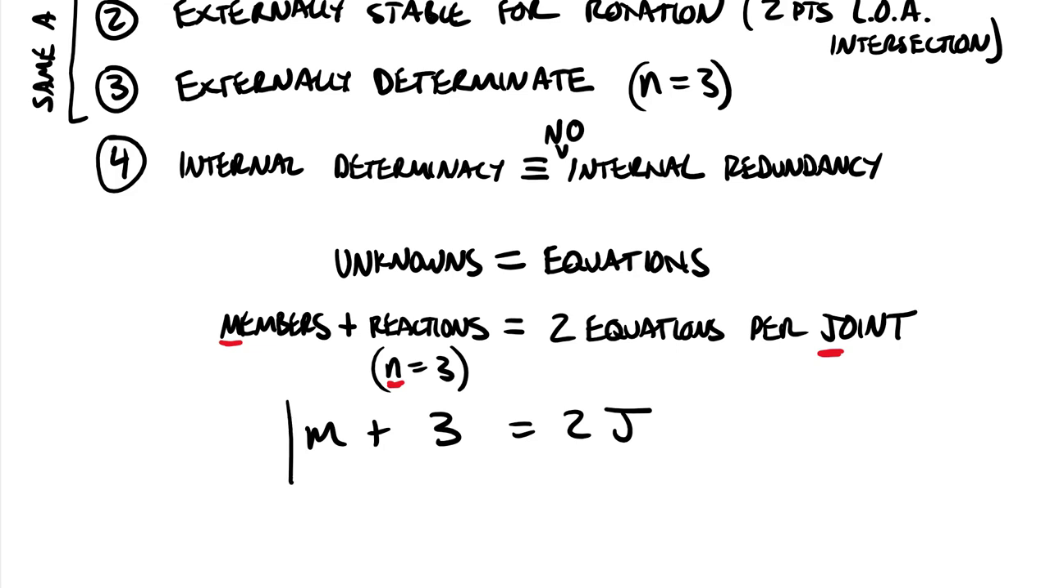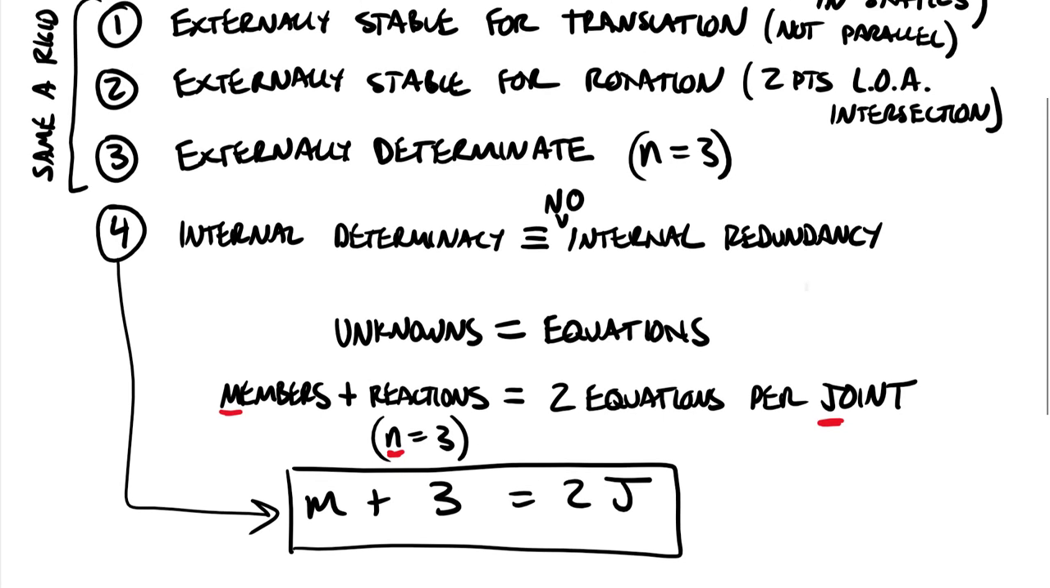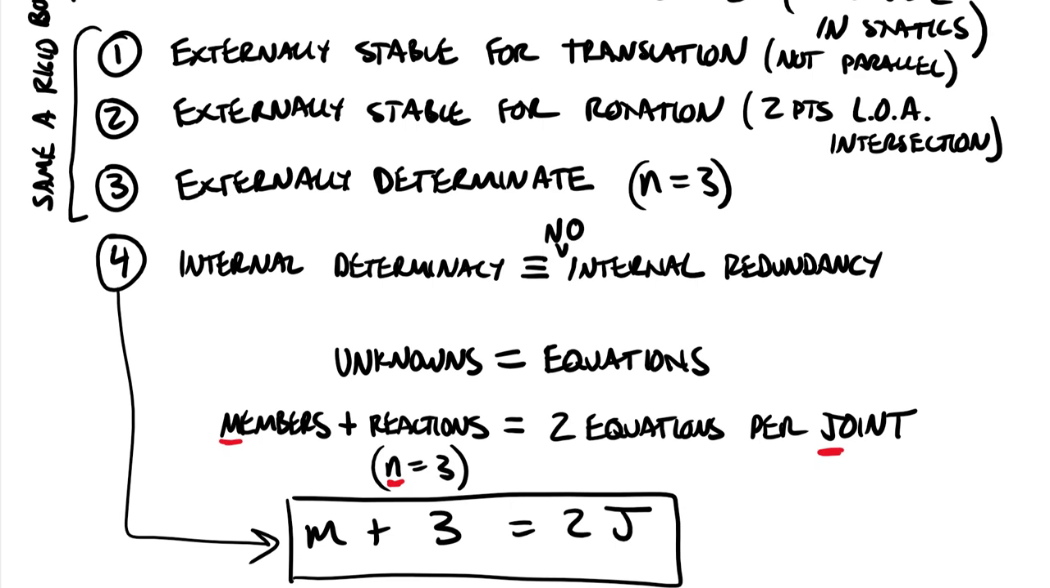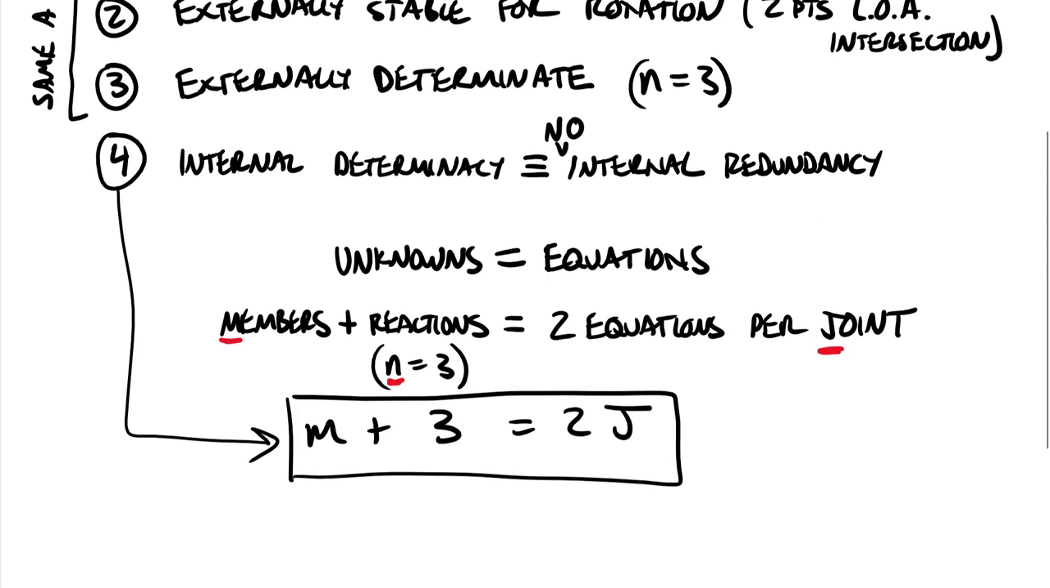So this is essentially your fourth validation to having a truss which is solvable in statics. And so there may be some problems that have you go through a series of trusses, and you have to basically go through these 4 different options, these 4 different tests, to make sure that it is externally stable, that it is externally determinate, and also internally determinate.